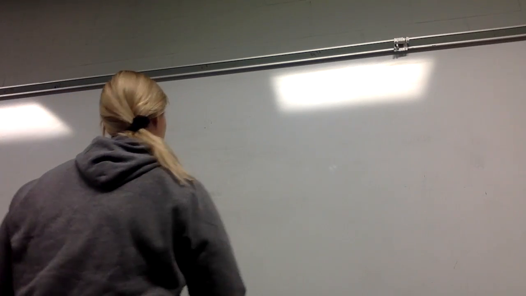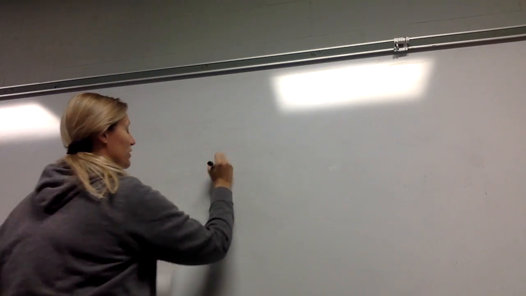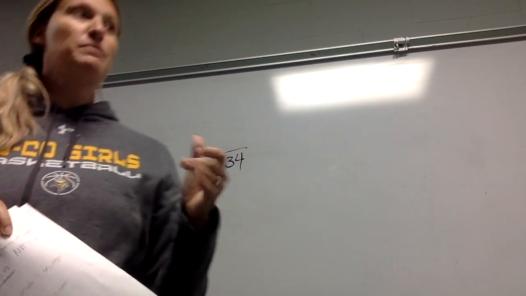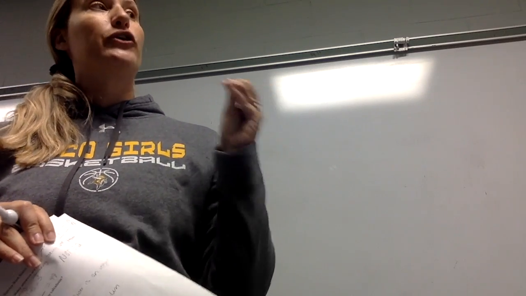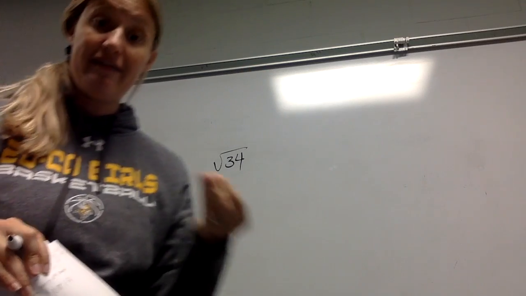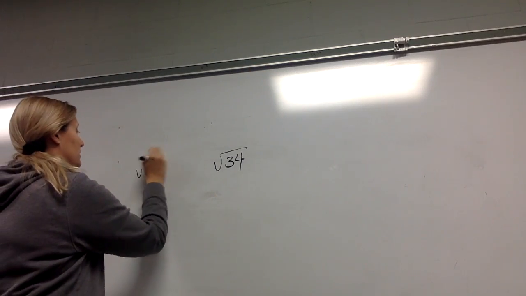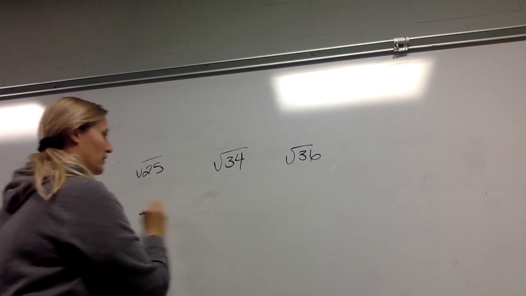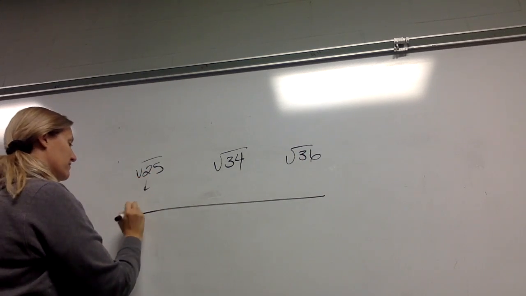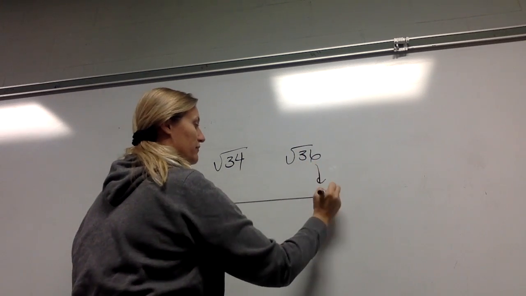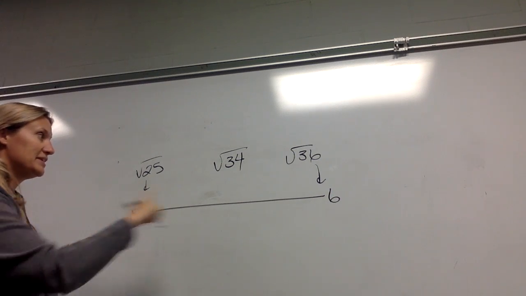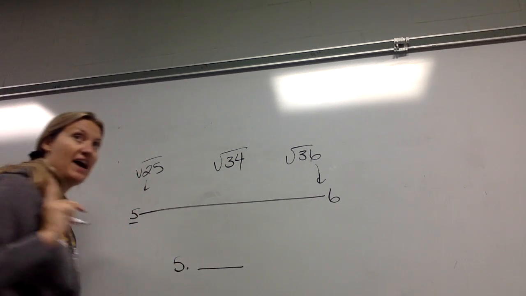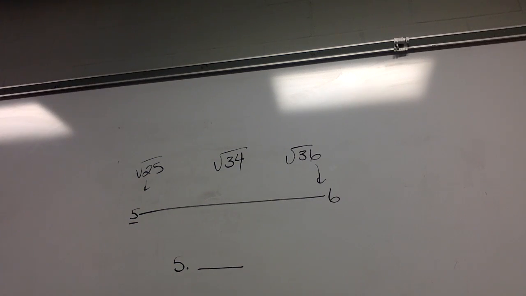So let's look at 34, okay? Square root of 34. So I have to look at my perfect square poster. Looking at that, 34 would fall between 25 and 36. Square root of 25, square root of 36. Okay, square root of 25 is 5. The square root of 36 is 6. This means the square root of 34 is going to be 5 point something.